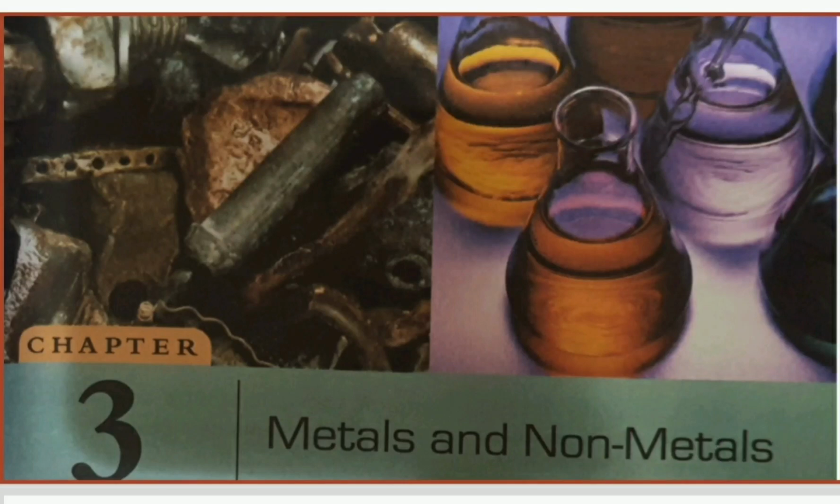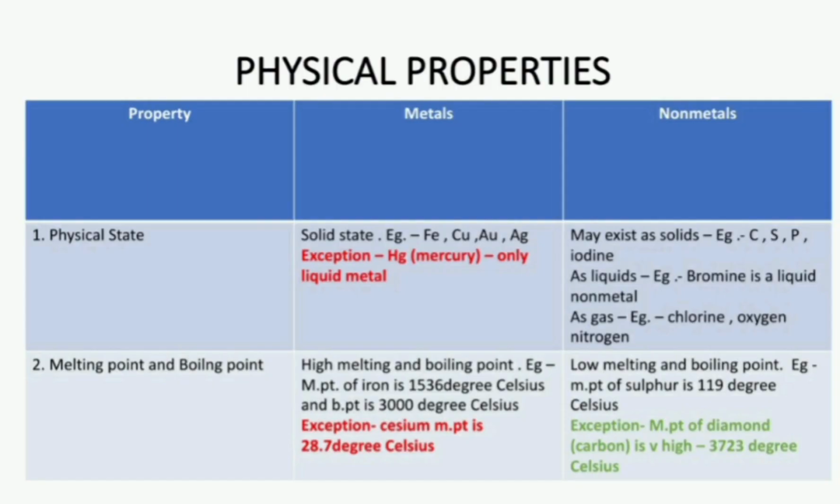Hello students, let's learn about physical properties of metals and non-metals in this video, that is part 2 video of chapter metals and non-metals. The first property is the physical state. All the metals are generally solid at room temperature, whereas the non-metals can exist in solid, liquid or gaseous state.